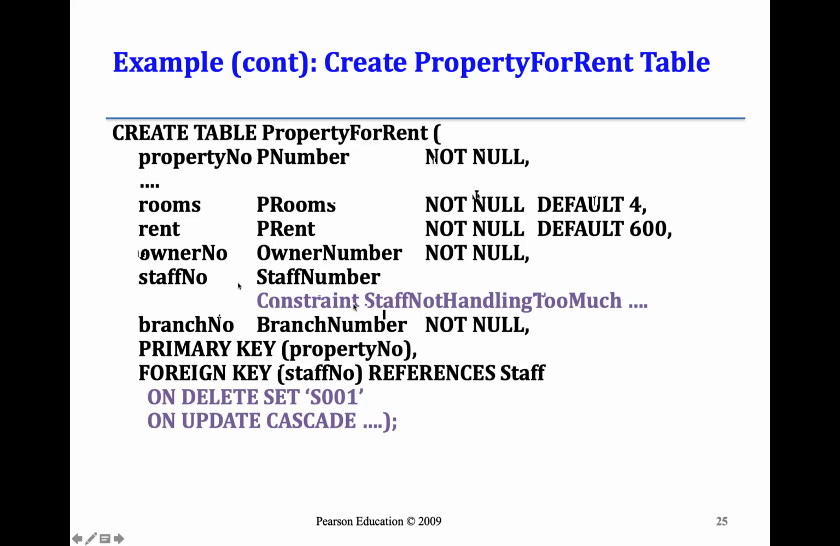When I'm done with my columns, notice they're all comma separated. I specify the primary key, then a comma. Now my foreign keys, so staff number references staff. On delete, I set it to S001. So in this case, if the staff member managing this property for some reason goes away, I automatically assign them to staff 001. On update, I cascade. Okay, so that is an example of create table.